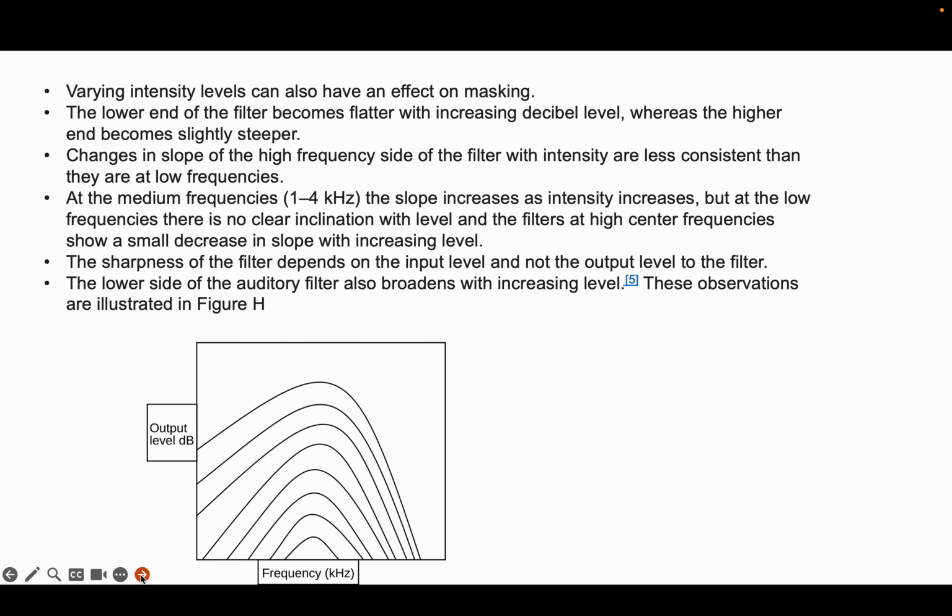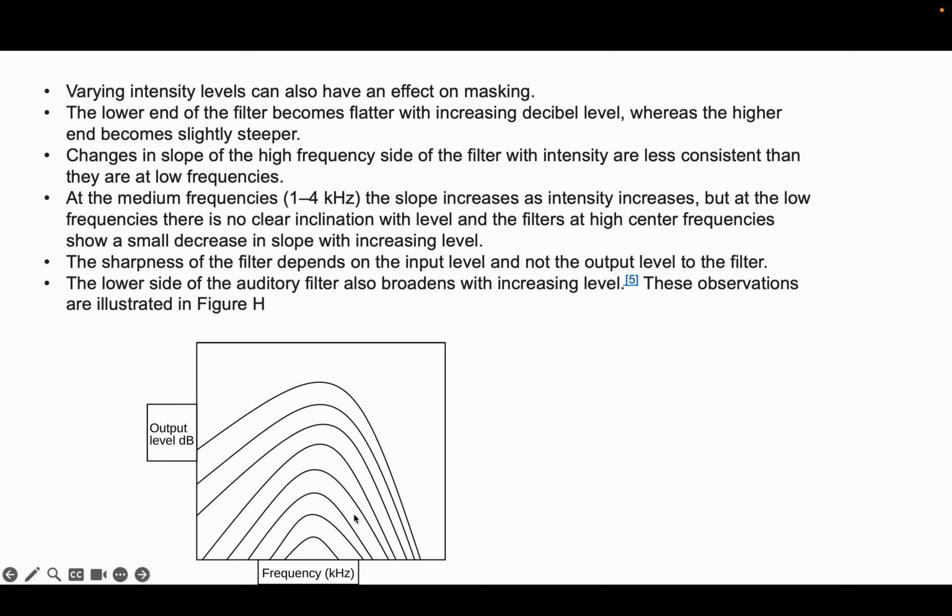So varying intensity levels obviously also have an effect on masking. The lower end of the filter becomes flatter with increasing dB, so that if you look at this, you see these are sloped. These do not have as much of a slope as you get to the higher intensity, the higher dB.